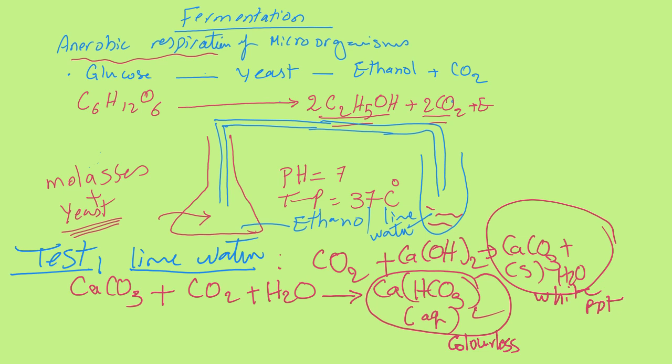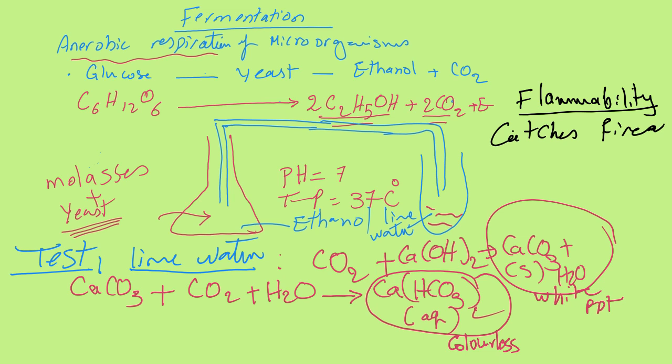The test for ethanol, the flammability test. It's a chemical test. Sometimes you're asked for a physical test or a chemical test. The chemical test for ethanol is flammability: it catches fire. If you are asked to write the equation, it is the normal equation of combustion: C2H5OH plus O2 gives carbon dioxide and water. But ethanol catching fire is a very important test for ethanol.